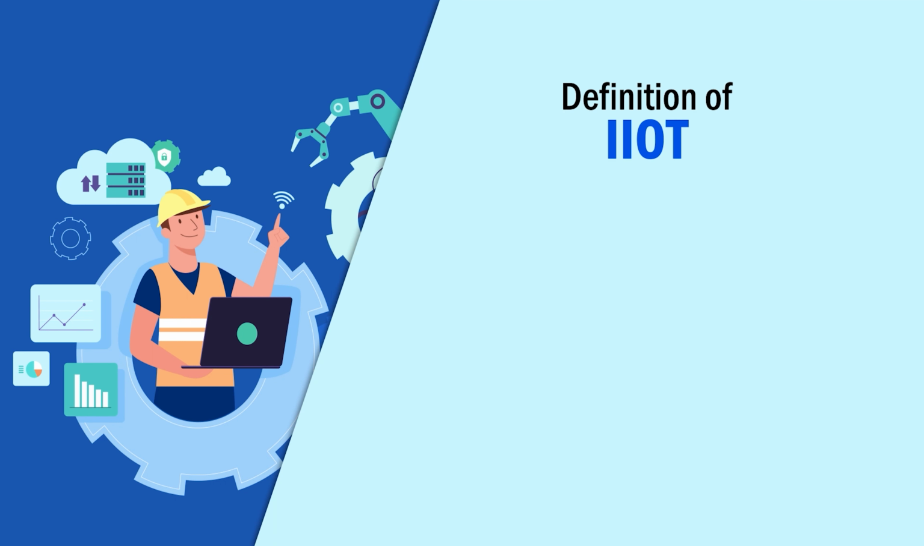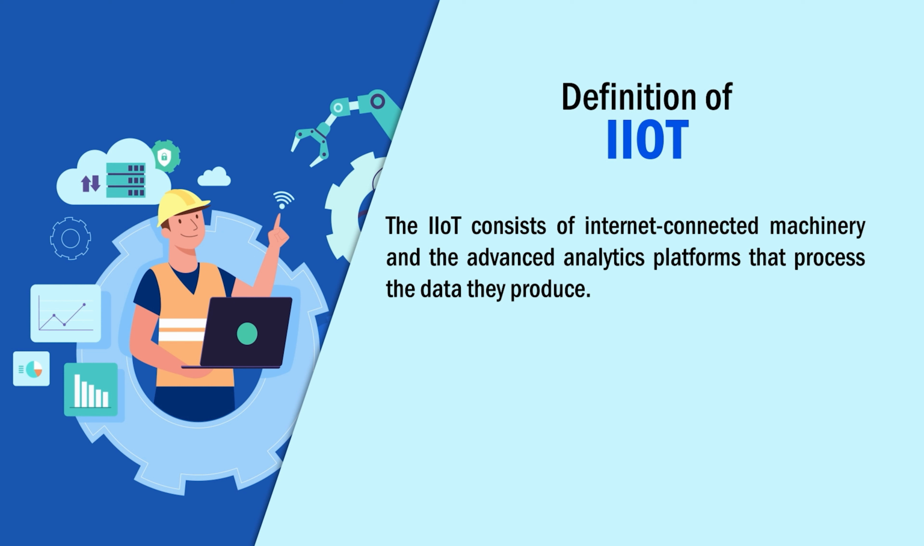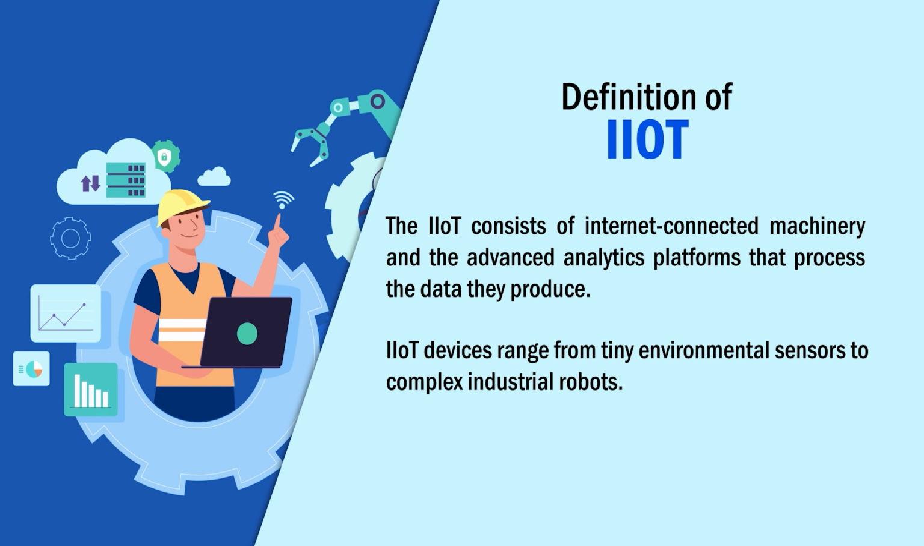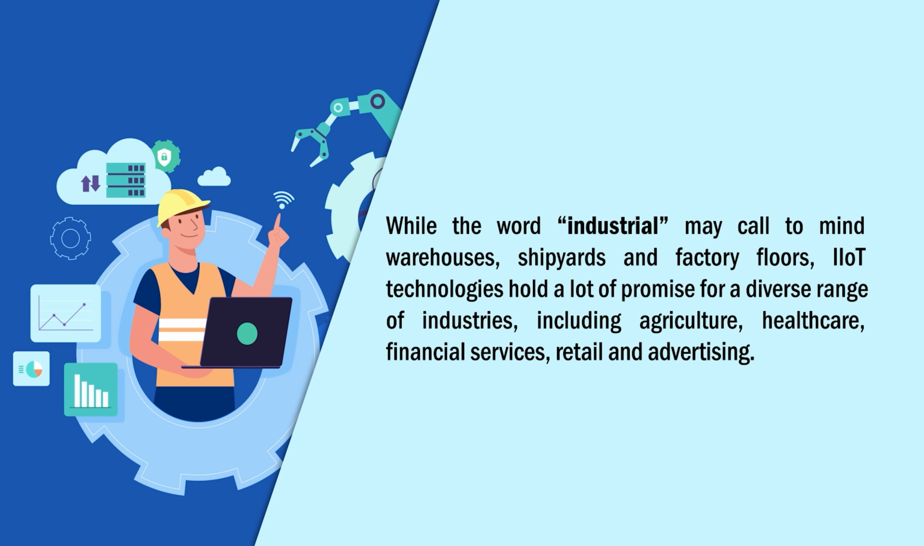So, what exactly is the definition that we can give for the IIoT? The IIoT consists of interconnected machinery and the advanced analytics platforms that process the data that they produce. IIoT devices range from tiny environmental sensors to complex industrial robots. While the word industrial may call to mind warehouses, shipyards and factory floors, IIoT technologies hold a lot of promise for a diverse range of industries including agriculture, healthcare, financial services, retail and advertising. So there are several applications we can talk about for IIoT in very diverse industries.